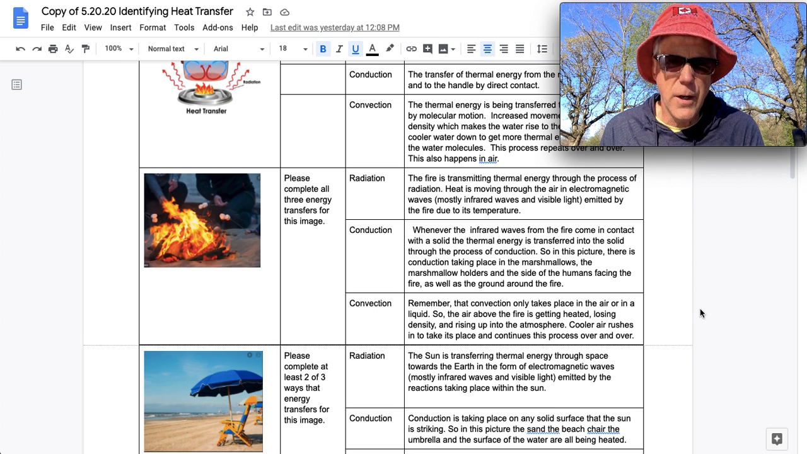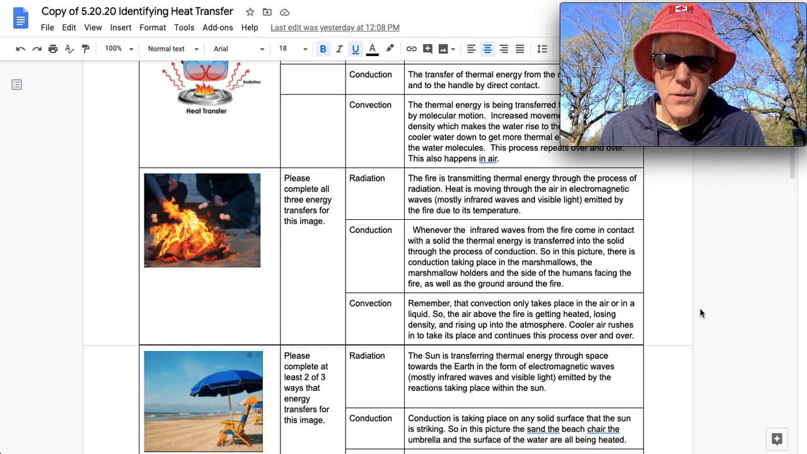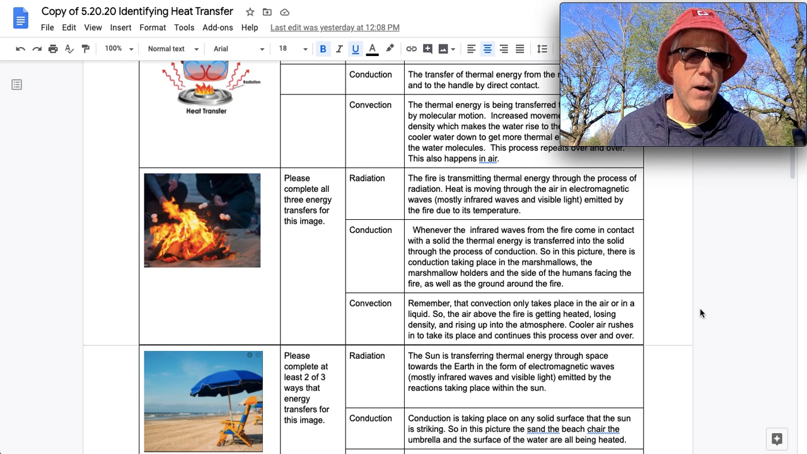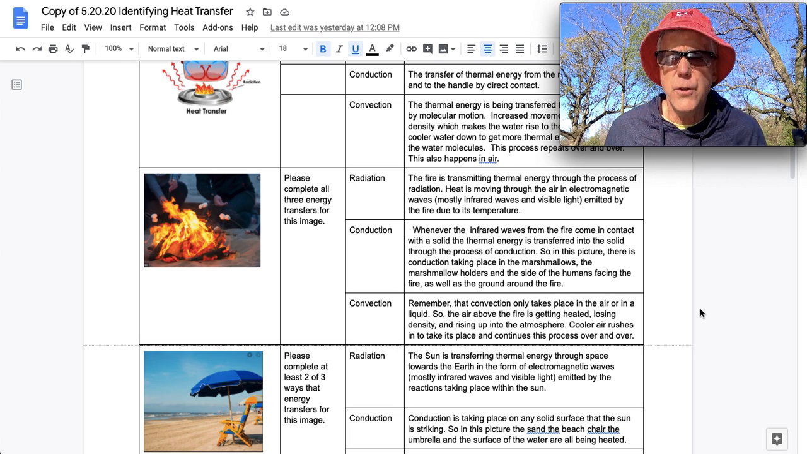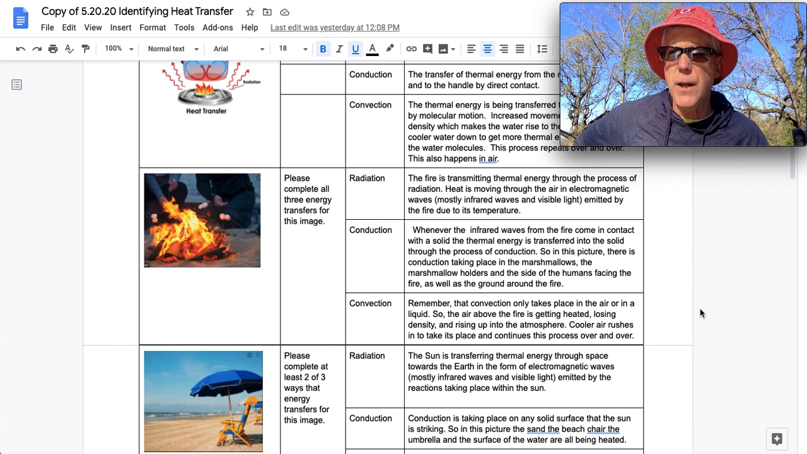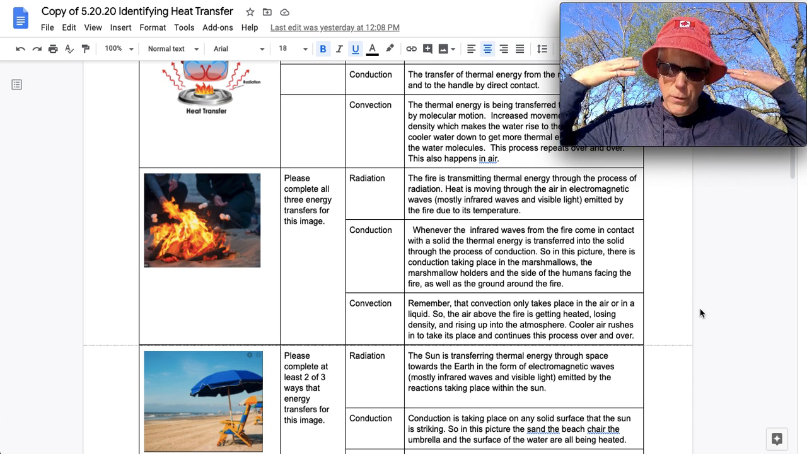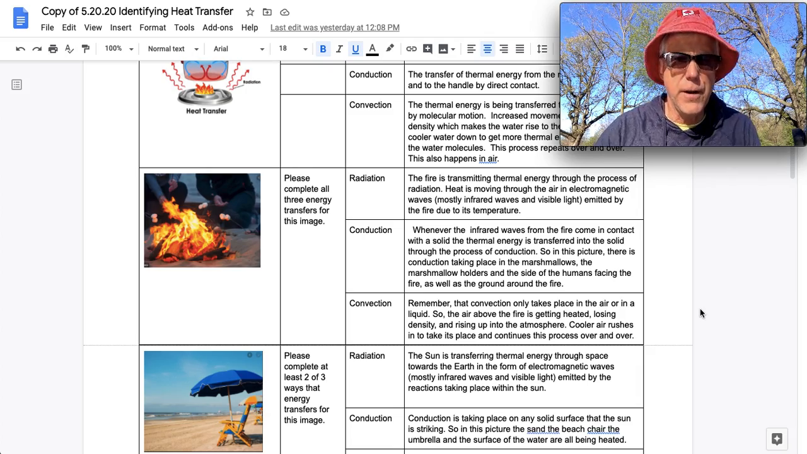So in this picture, there's conduction taking place in the marshmallows, the marshmallow holders, and the side of the human beings facing the fire, as well as the ground around the fire. You guys have all experienced that. You're sitting around a fire, and it just feels great, that radiation that comes on you. But you notice that your backside stays cold. That's because the waves are coming at you, and they only hit the side that's facing the fire.